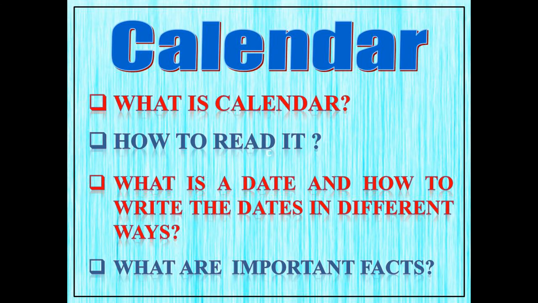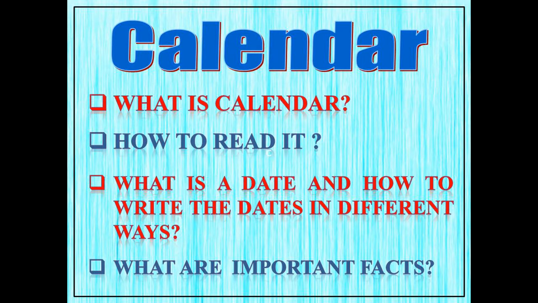So children, you must have seen a calendar hanging from a wall in your house, right? So what do we generally see on a calendar? Definitely our birthdays.